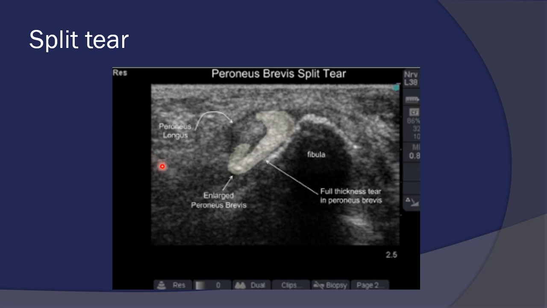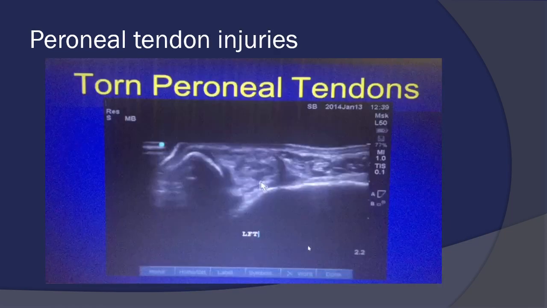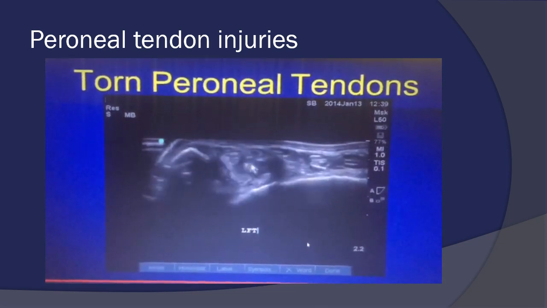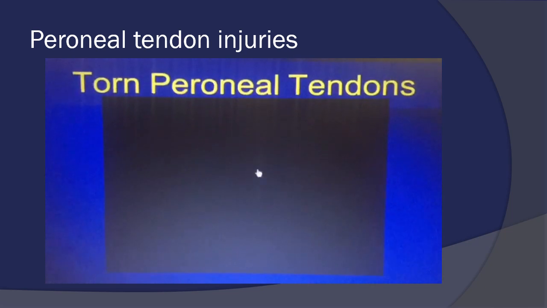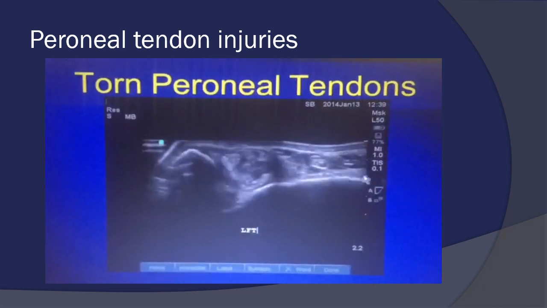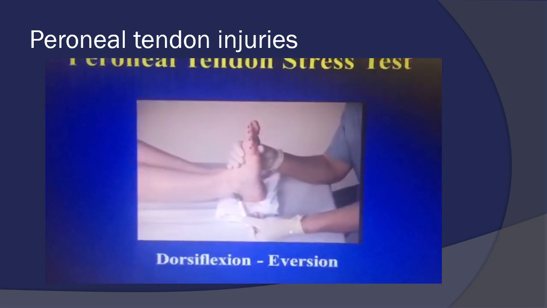Another complication that can be seen in this type of tear is that the peroneus longus tendon can jump into the site of the tear and be impacted inside, causing derangement of the tendon. This is a video to demonstrate this type of tear with derangement of the peroneus longus tendon within the split tear of the peroneus brevis.